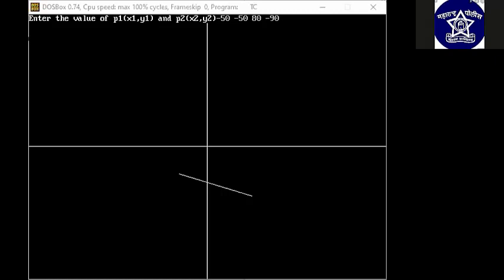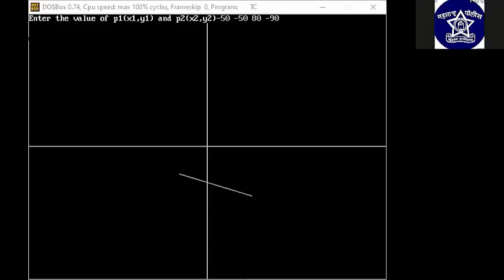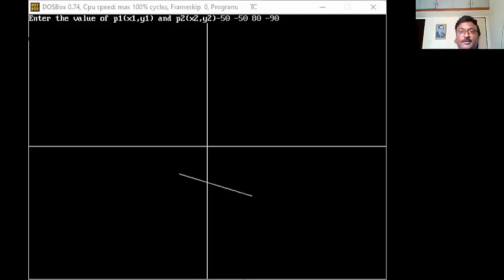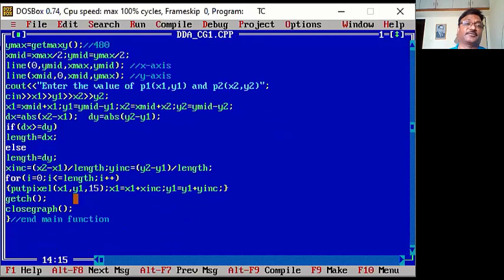Sir, we can use the set color function and set the color for the line. Okay, set color function before put pixel. Whenever you are going to put the pixel, before that you have to use set color. So I am going to modify with set color. Now you just have to go over here and modify. So you can enjoy the colors also.